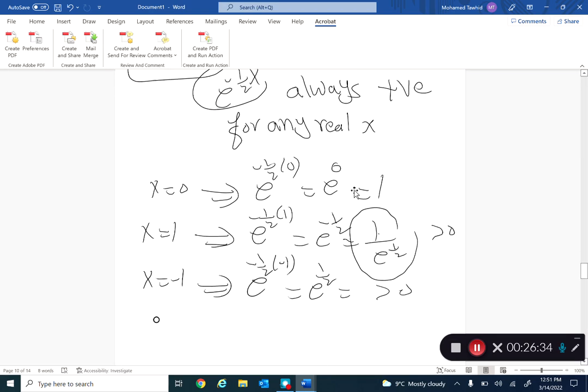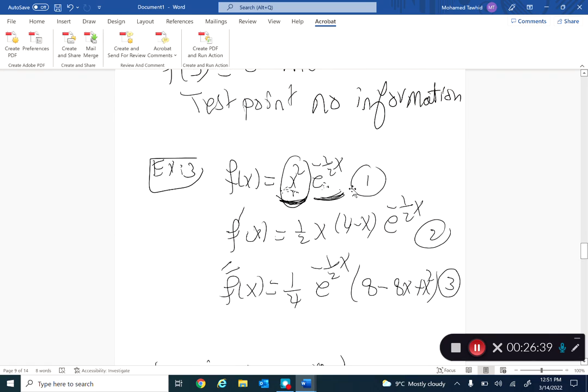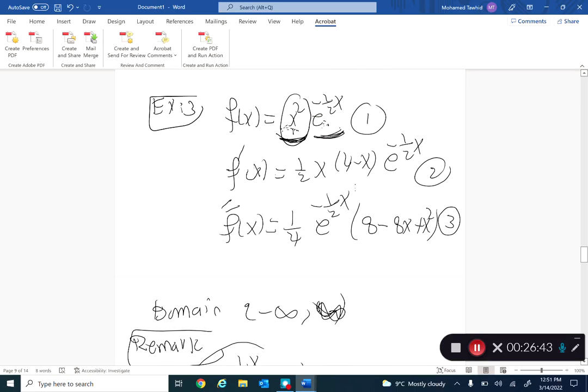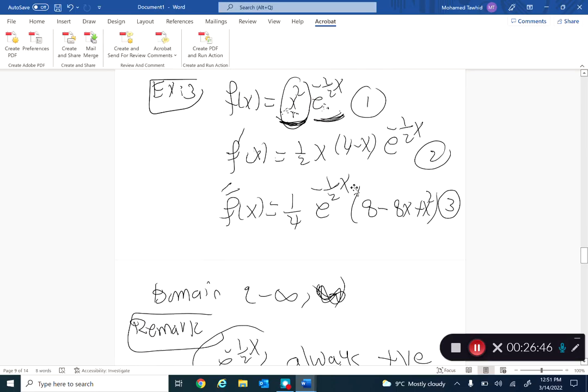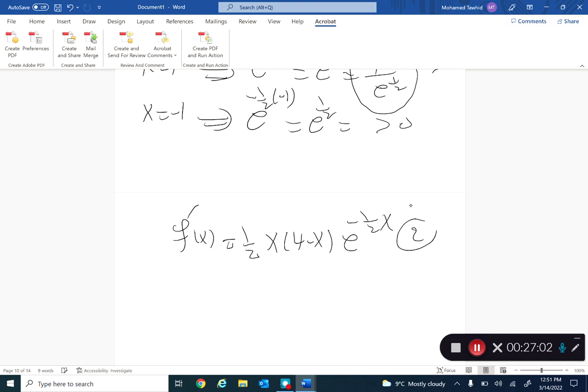Okay, so that is something we are going to use from here as a fact, or as something we should really know. So now, guys, how am I going to apply this? What is step number 1? I have to find the critical point. How to get the critical point? For the critical point, we get the derivative f prime of x, which is 1 over 2 x times (4 minus x) multiplied by e to the power negative 1 over 2x, right? So that is our derivative, that is equation 2.